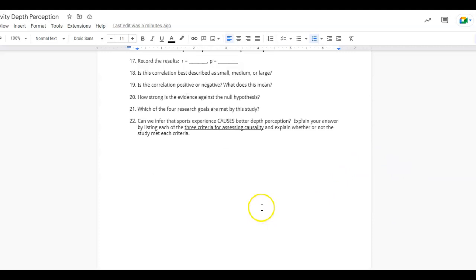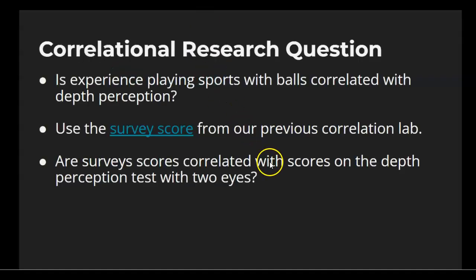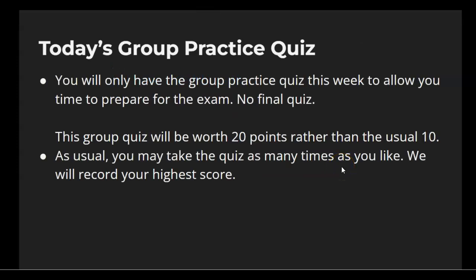Okay. All right, so if we go back to your depth perception slides here, in terms of the group's practice quiz this week, it's a little bit different in that you're going to have a practice quiz that's a little bit longer, more like a test length practice quiz, and there's no final quiz. So the group quiz is going to be worth 20 points rather than the usual 10. As usual, you get to take it as many times as you like, and we're going to record your highest score. But really, think of this as a practice test, and you need to understand these concepts. So don't just try to get the right answer. Work with your group, work with your instructor to make sure that you understand why the answers are what they are.